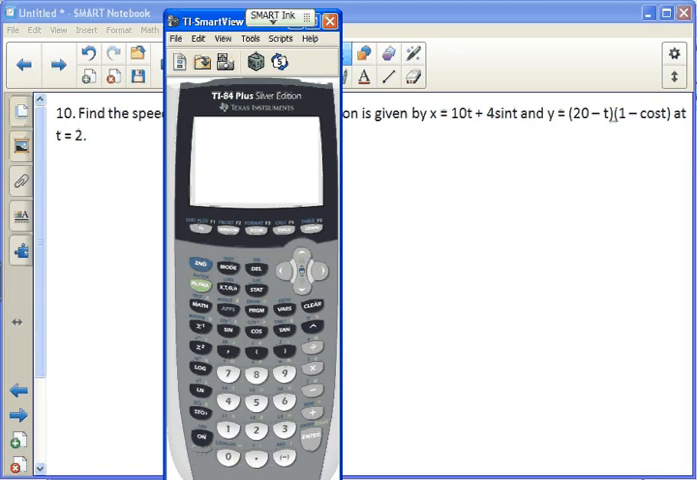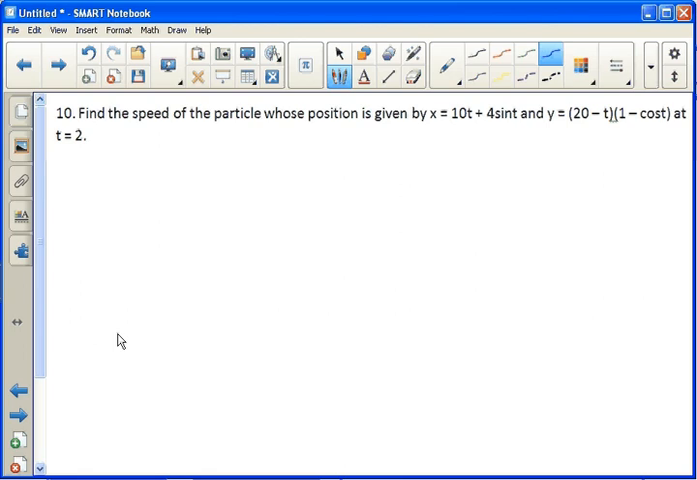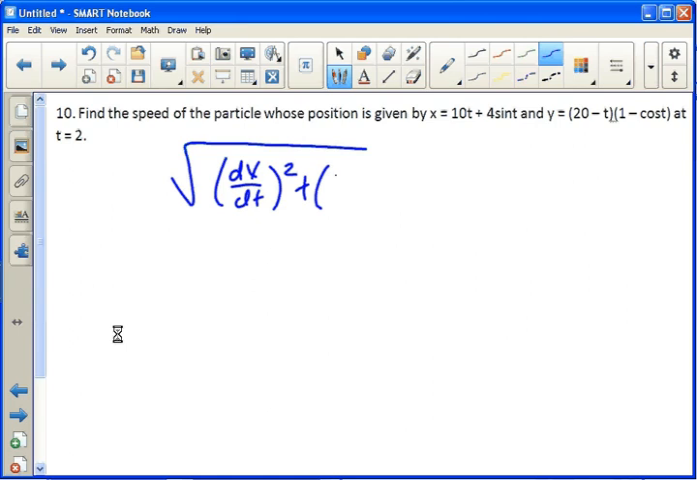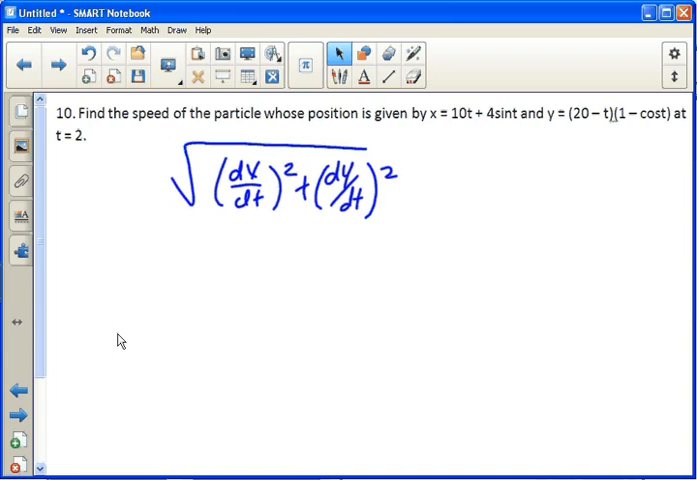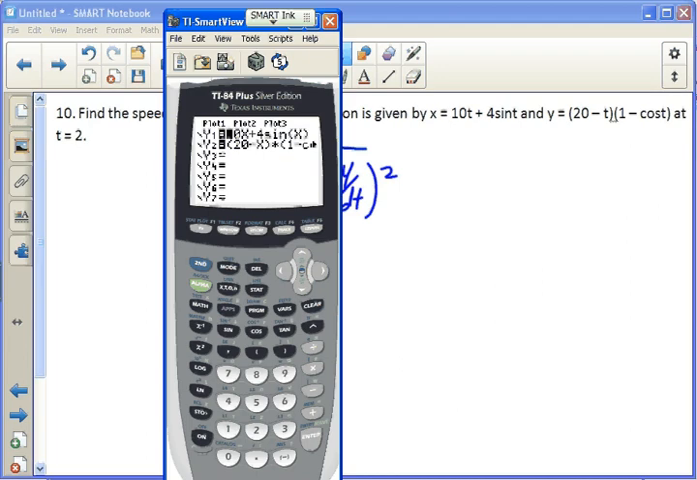Simplest way to do this, I think, is to plug the two equations in y1 and y2. Because the formula for speed is the square root of dx over dt squared plus dy over dt squared. And we need to evaluate those derivatives at our t value, which in this case is 2. So the first thing I would do, now that I have them plugged in, is take the derivative at 2. So math 8 allows us to do that. The derivative with respect to x, I'll go to vars, y vars, function y1, and tell it to take the derivative with respect to 2.